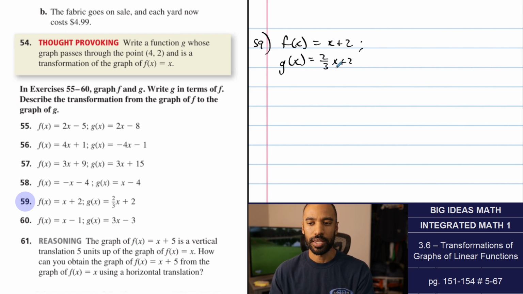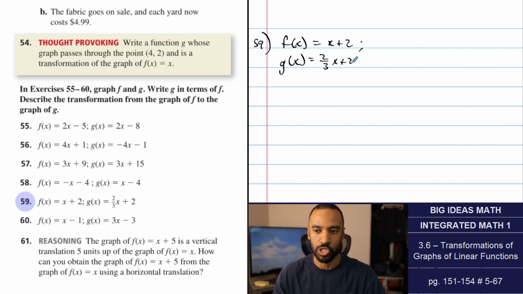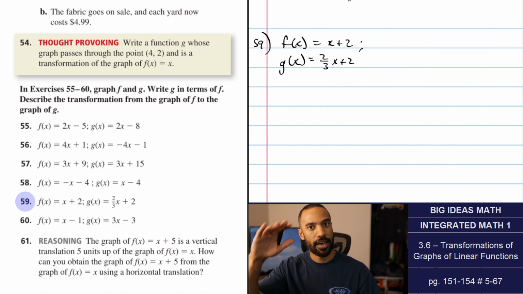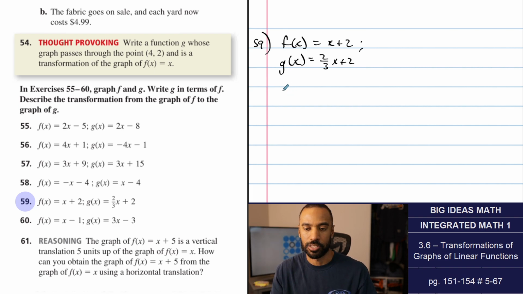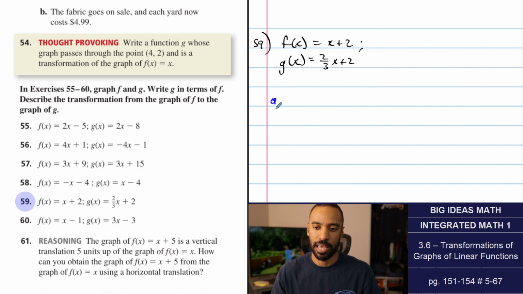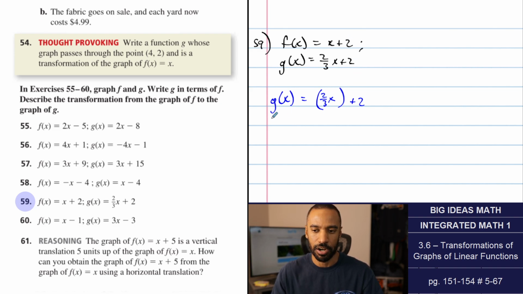It's one of those things where, as much as you see a 2/3 in front of here, you don't want it to affect the 2 as well. It's not like it's a vertical shrink by a factor of 2/3, because only the x got affected. So we want to think of g of x as taking whatever f of x was, this x here, but we want to call that 2/3 x. The plus 2 on the outside was still sitting there from the f of x. So g of x, instead of f of x plus 2, it's f of 2/3 of x plus 2.